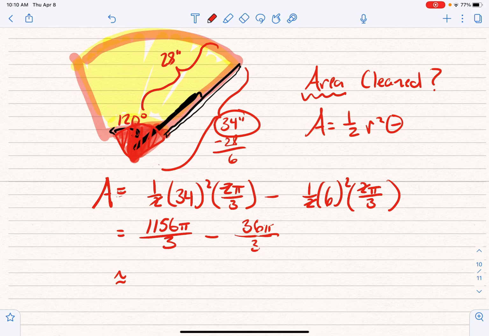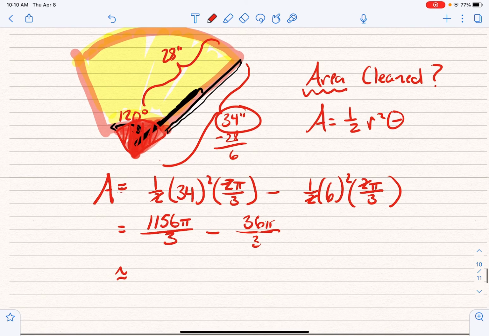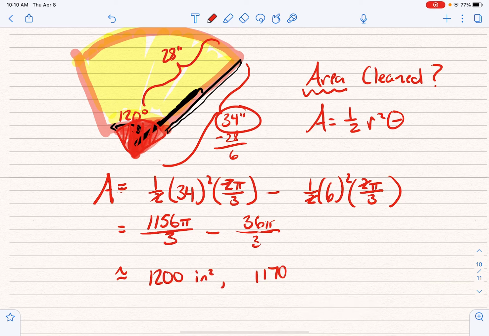And that gives me the area that's getting cleaned. I could come up with the exact value and the approximate, but I went ahead and plugged the whole thing into my calculator, and I get that the area cleaned is about, if we go to 2 sig figs, about 1,200 square inches. Okay, if you go to 3 sig figs, I got about 1170 square inches. If you went to 4 sig figs, what do you get? 1173 square inches. So hopefully you got the right answer on that one. All right.